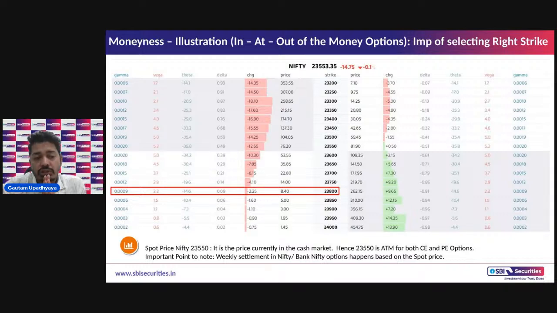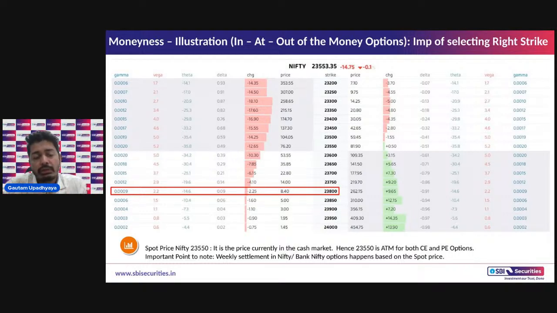So if you purchase a 23,600 call option and if Nifty spot closes at 23,580, that means your option is out of the money and you will not make any money at the time of expiry. If you have purchased a 23,500 call option and if Nifty closes at 23,580, that means you are 80 points in the money and you will at least make a bare minimum of 80 rupees. 80 is the premium. So 80 into 25, which is Nifty's lot size, that's what you will end up making.